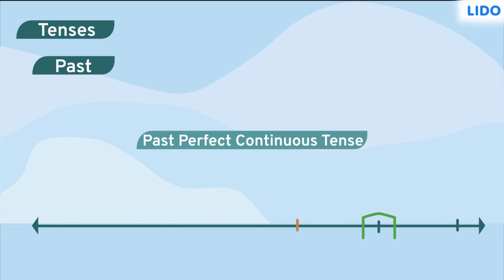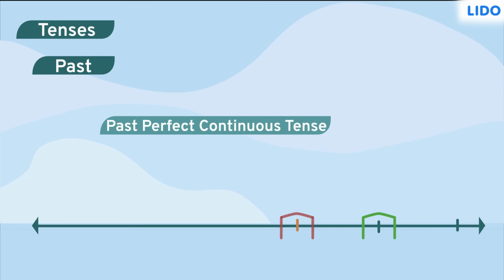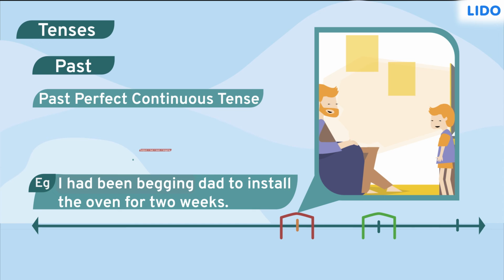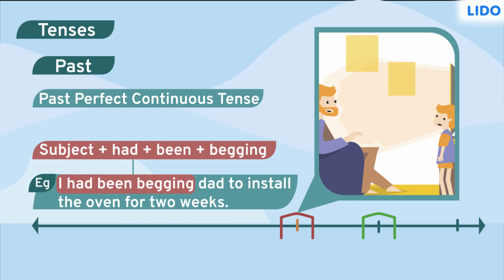Lastly, the past perfect continuous tense. This denotes actions that started in the past and continued until a certain point of time. For example, I had been begging dad to install the oven for 2 weeks. It shows us an action that started 2 weeks ago and continued until dad had installed the oven. And how do we change the verb to the past perfect continuous tense? We use the following formula: subject plus had plus been plus the continuous form of the verb.